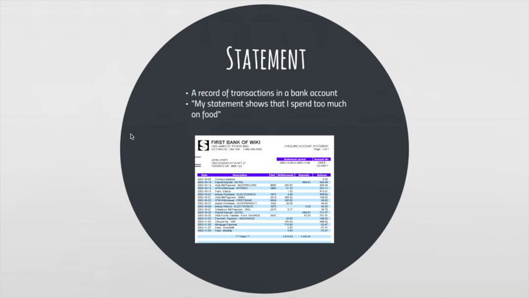This statement also shows the balance that we have in our accounts, which is the amount of money that we have. Or it could show us how much money we owe to the bank. If our balance is negative, then we owe the amount of money that is negative to the bank.